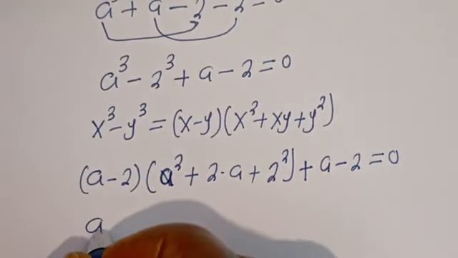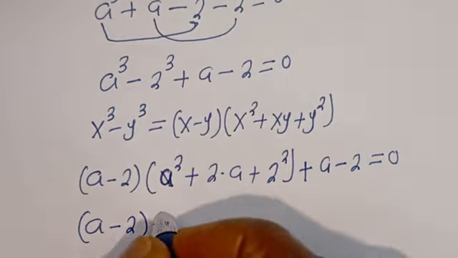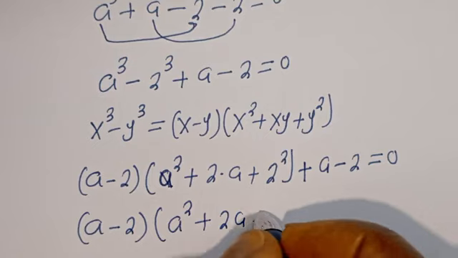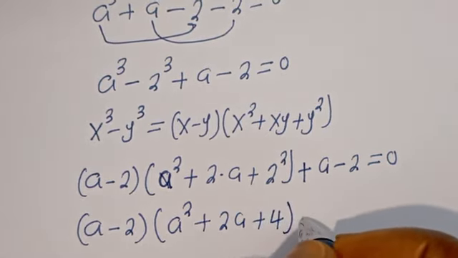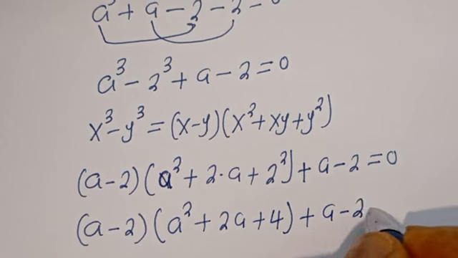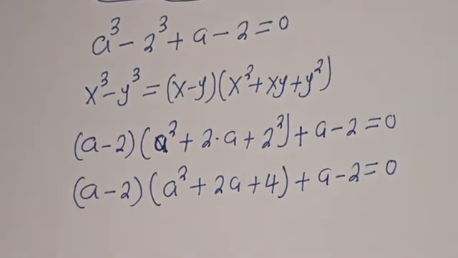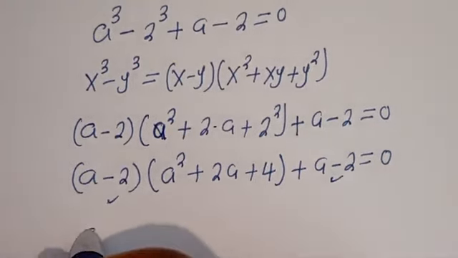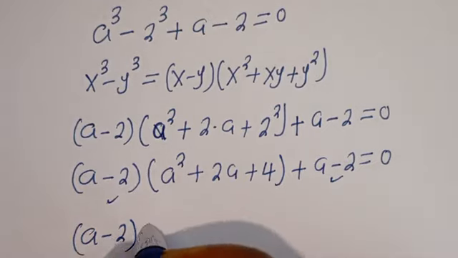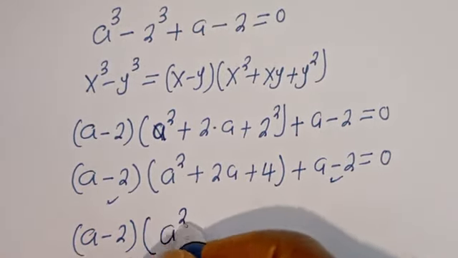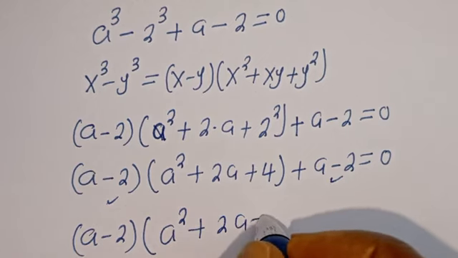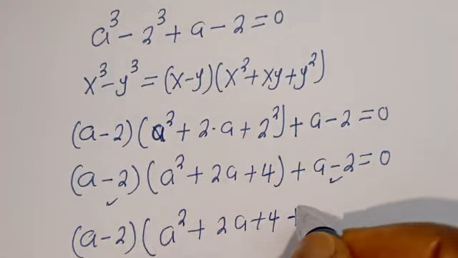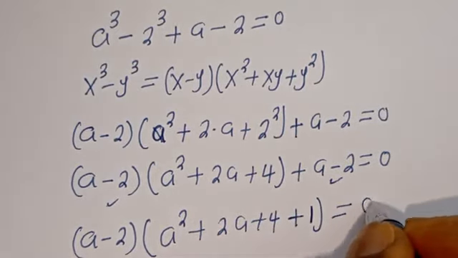Then here we have a minus 2 bracket a square plus 2a plus 2 square, that is 4, plus a minus 2 is equal to 0. Then from here, a minus 2 is common here, a minus 2 is common here. Let's bring it out. We have a minus 2 bracket a square plus 2a plus 4. Then plus, if you divide this by this, we have 1 is equal to 0.